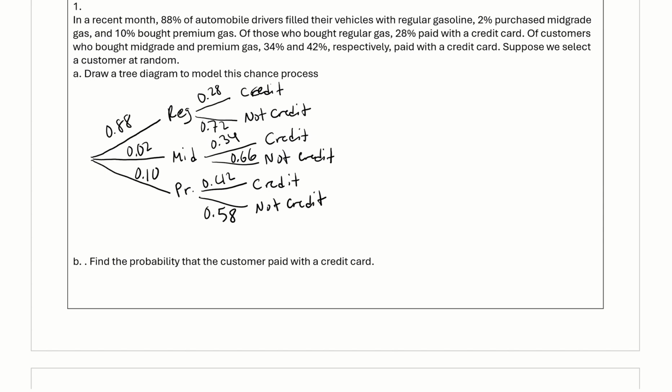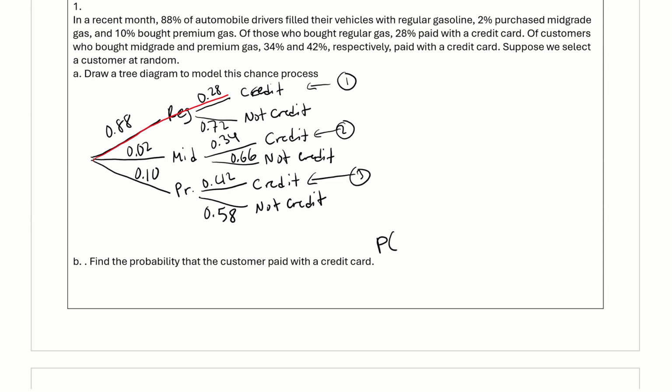All right, find the probability that the customer paid with a credit card. So that's going to be this pathway, and this pathway, right? And so what you do is, as you travel that pathway, you multiply the probabilities along the way. Okay, so we're going to multiply this path, those two probabilities.